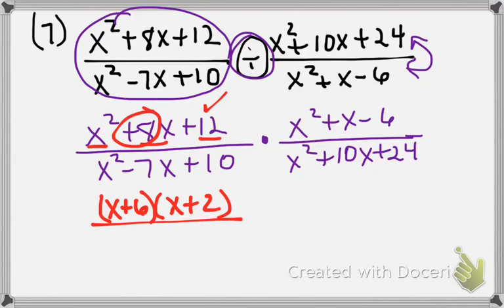For that denominator, what multiplies to give me 10 and adds to give me negative 7? Well, 10 is going to be 5 times 2. And if I make them both negative, then they'll add up to negative 7.